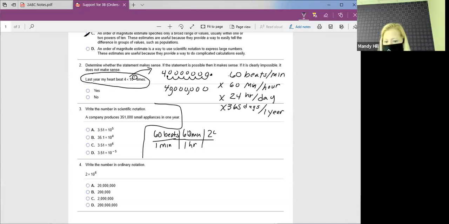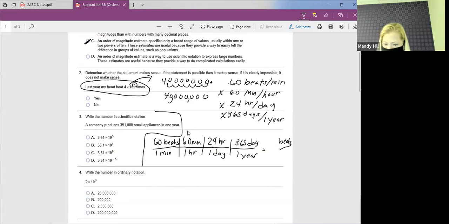Then we had 24 hours in 1 day. And then we had 365 days in 1 year. And that's what we're trying to come up with. We're trying to find beats per year. Okay, so the minutes canceled out, the hours canceled out, the days canceled out, and I'm left with beats per year. So I would take these numbers and just multiply them.